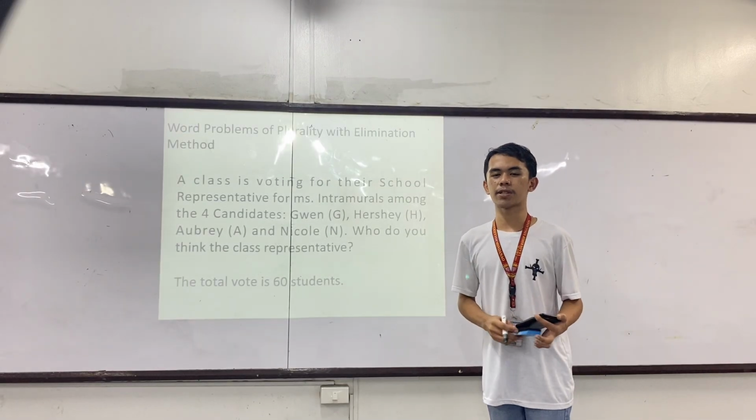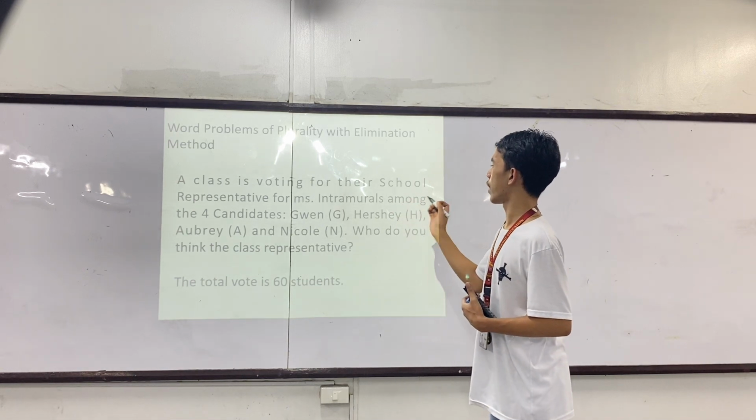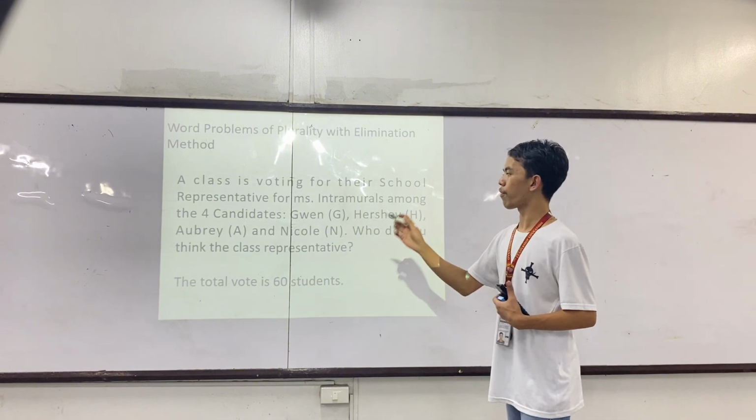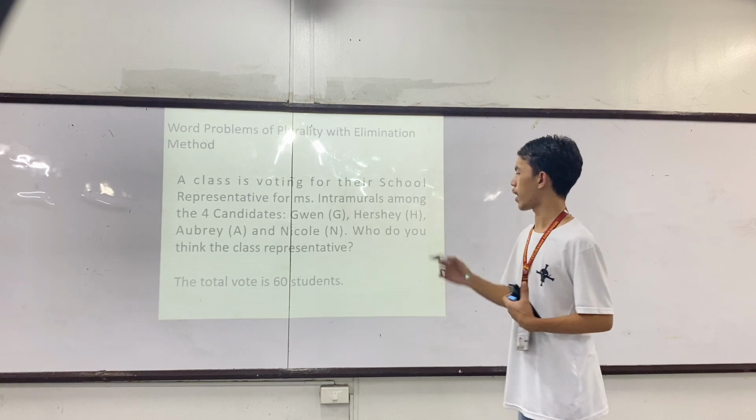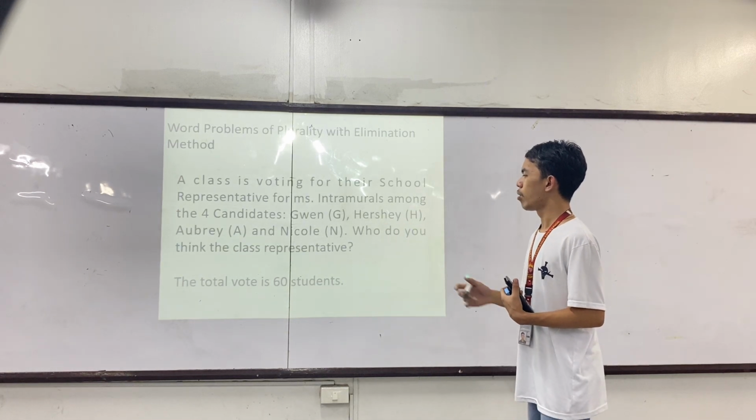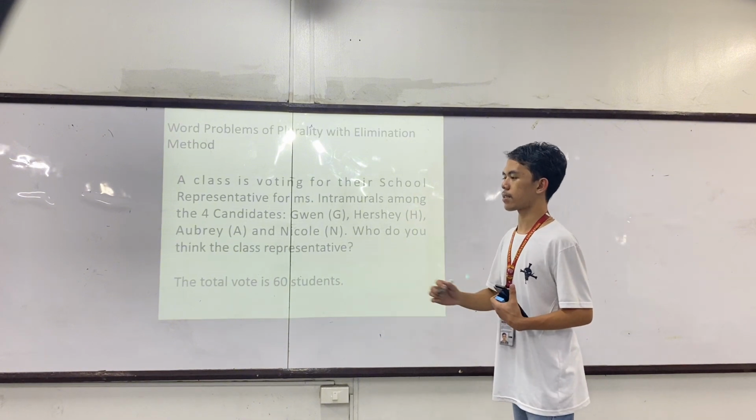So now let's proceed to the word problem. A class is voting for their school representative for Miss Intramurals among four candidates: Gwen for G, Hershey for H, Aubrey for A, and Nicole for N. Who do you think is the class representative? And the total vote is 60.